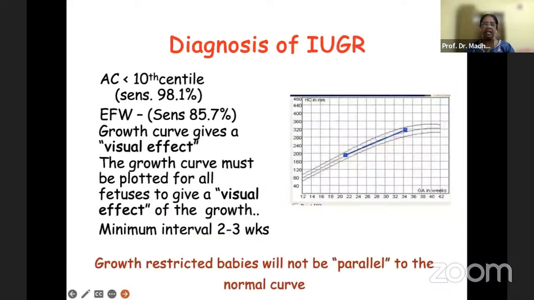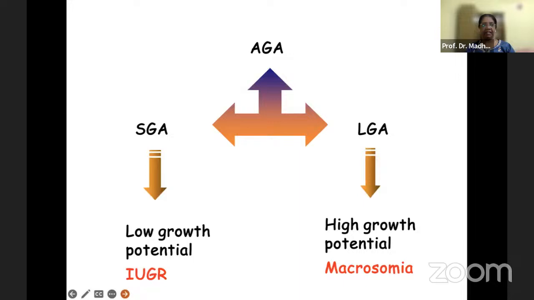Usually what we do is, whenever we have any patient, we always plot the growth curves. So the visual picture gives us a very good indication of how the baby is growing, how the baby is doing. Usually these will be parallel to the lines on the curve, and these are plotted every 2 to 3 weeks. If the baby is growth restricted, they will not be parallel to the normal curve. Now, this is an appropriate for gestational age baby, that is a baby who is growing well. On the left side, we have a small for gestational age baby with low potential, and this baby is called IUGR.